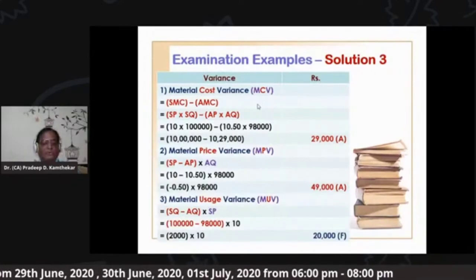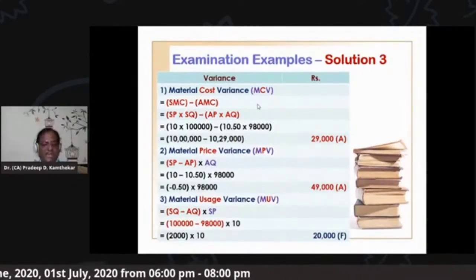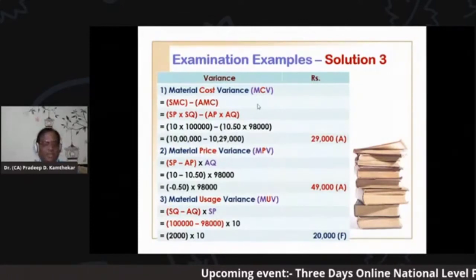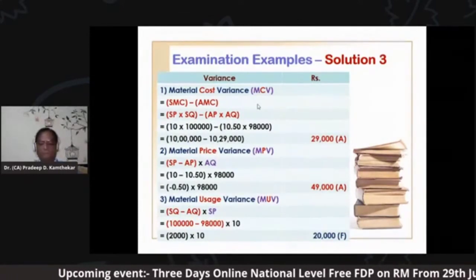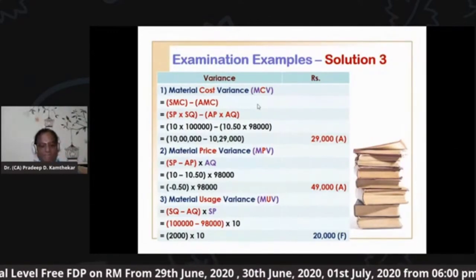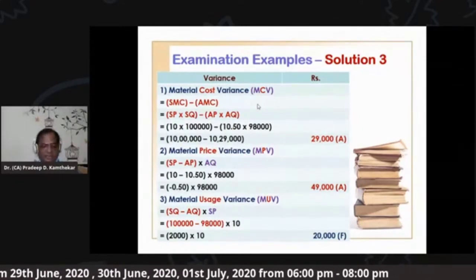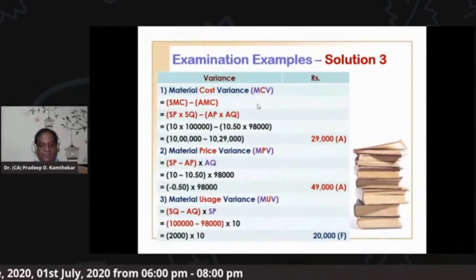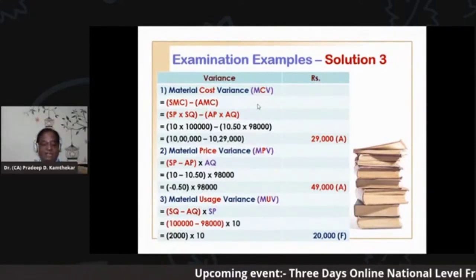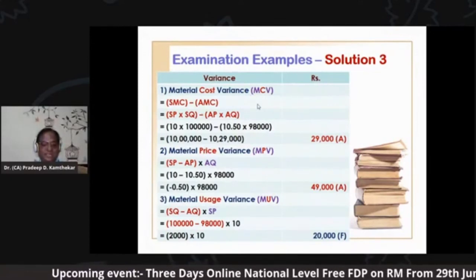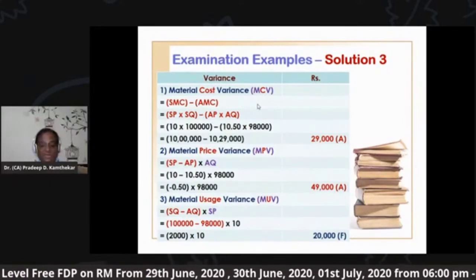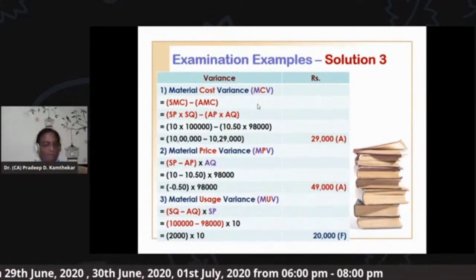Now friends, let us go to material usage variance. Whenever it is usage variance, we compare the difference between quantities. What is that? SQ minus AQ, multiplied by the standard price per kilogram. So standard quantity 1 lakh kgs, actual quantity 98,000 kgs. So the difference is 2,000 positive, multiplied by the standard price. So we have a 20,000 positive difference. So this is a favorable variance. As far as material usage is concerned, the business has saved 20,000 rupees.